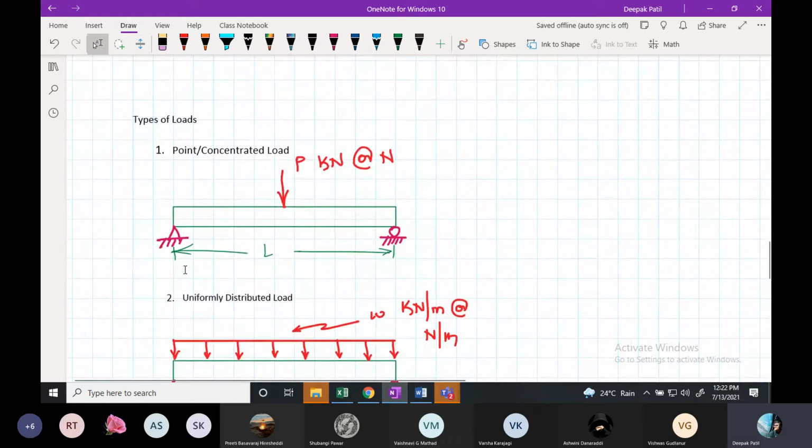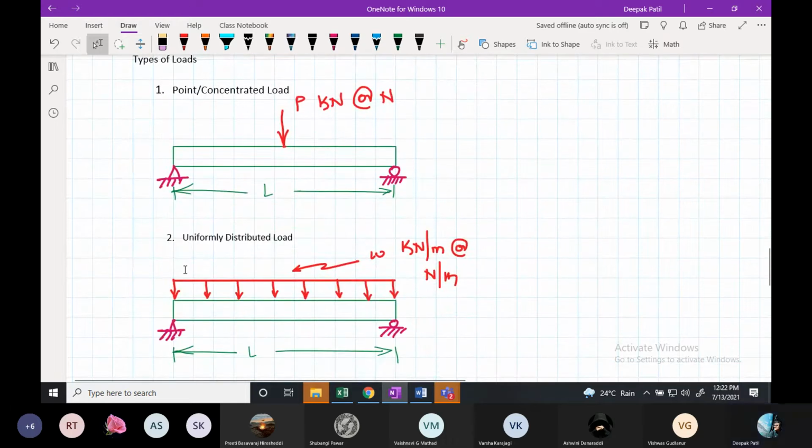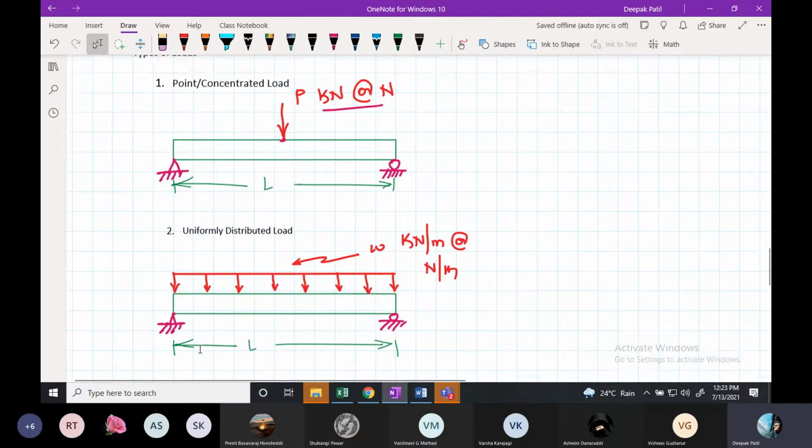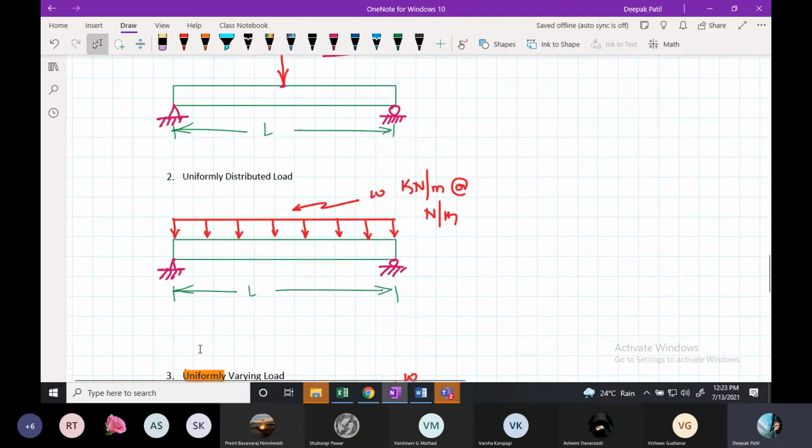Then I told you about types of loads. We have the point or concentrated load, where the load is acting over a small area. This type of load is called a concentrated load, and its unit is either kilonewton or newton. Then we have the uniformly distributed load, where the load is uniformly distributed over the entire length of the beam.